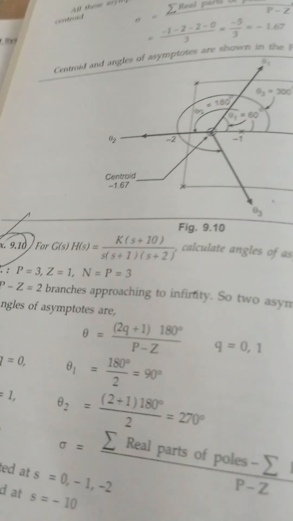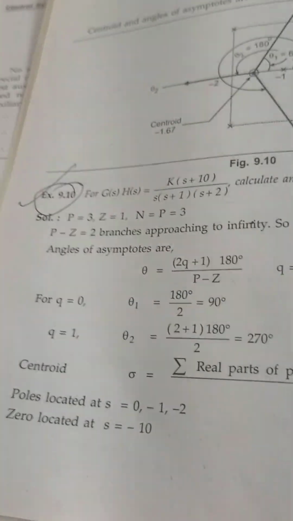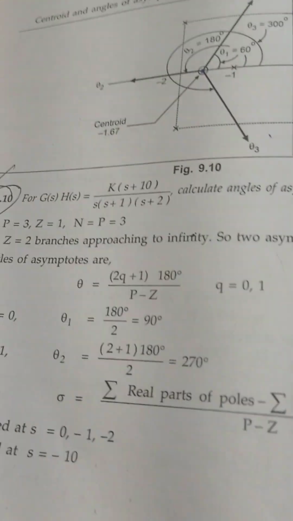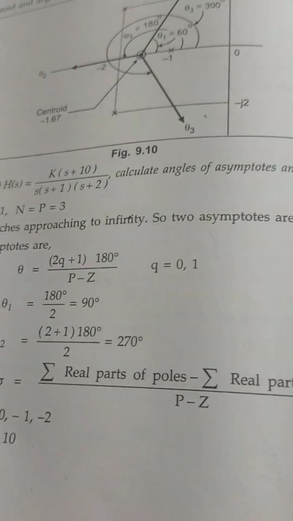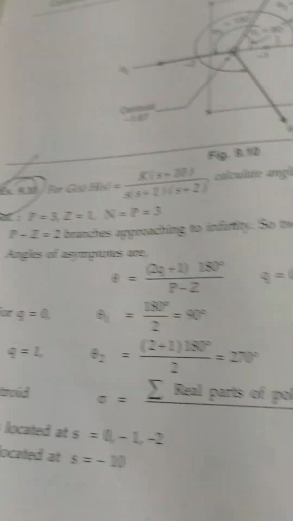Already we have discussed many concepts about what we mean by branch, what we mean by node, what is node analysis, what is mesh. So many concepts we discussed in network analysis. Now, they have given this equation, and from that we have to calculate the angles of asymptotes and centroid.